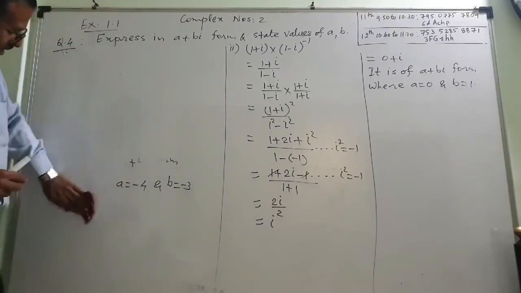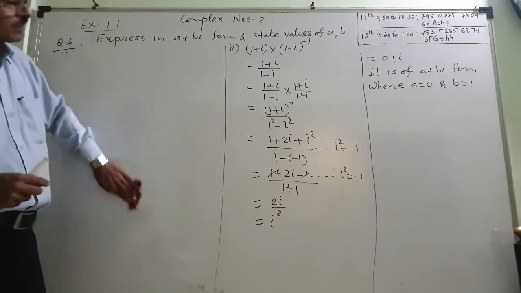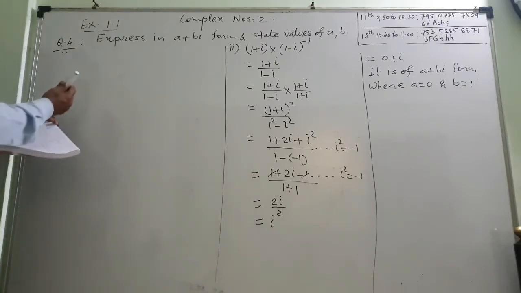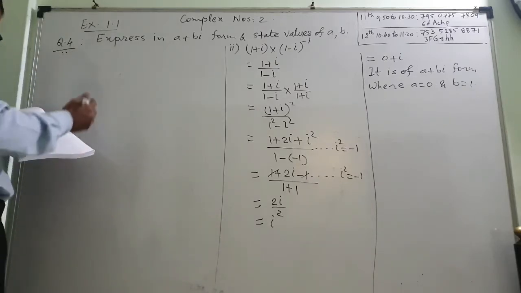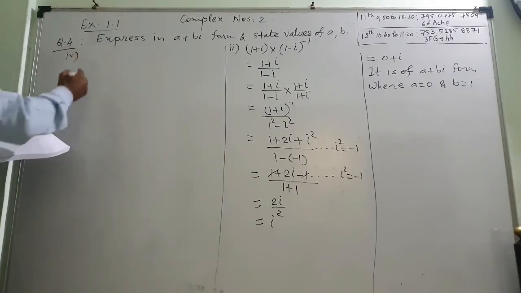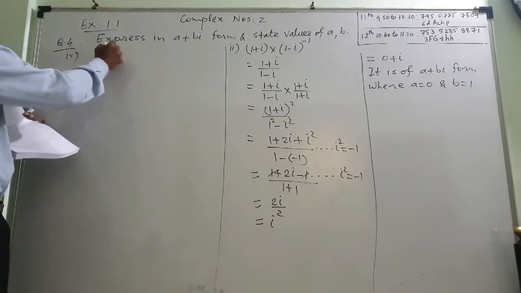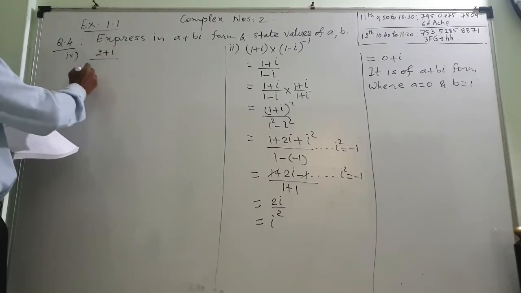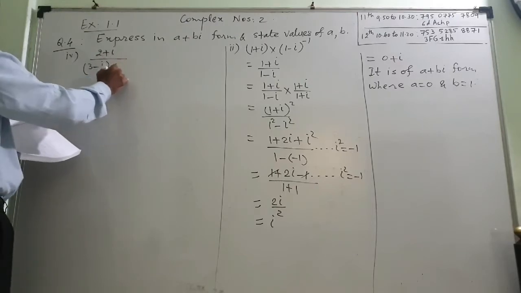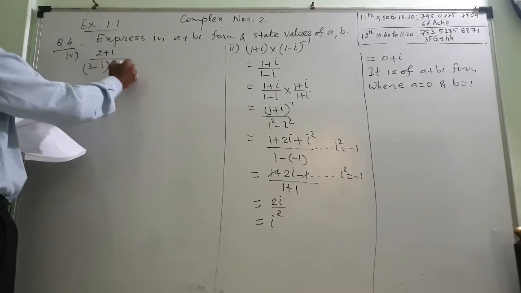Now we'll take the third one. Third one, let me see whether it is easy or difficult. It is also easy, so I won't take that. I will take the fourth one: (2 plus i) upon (3 minus i) into another bracket (1 plus 2i).